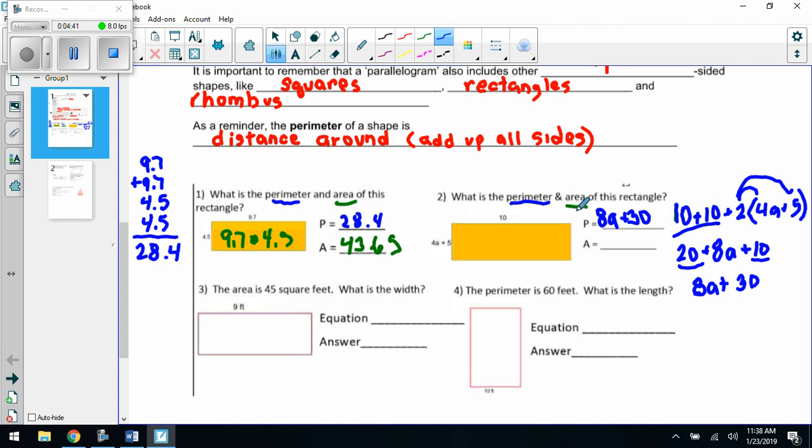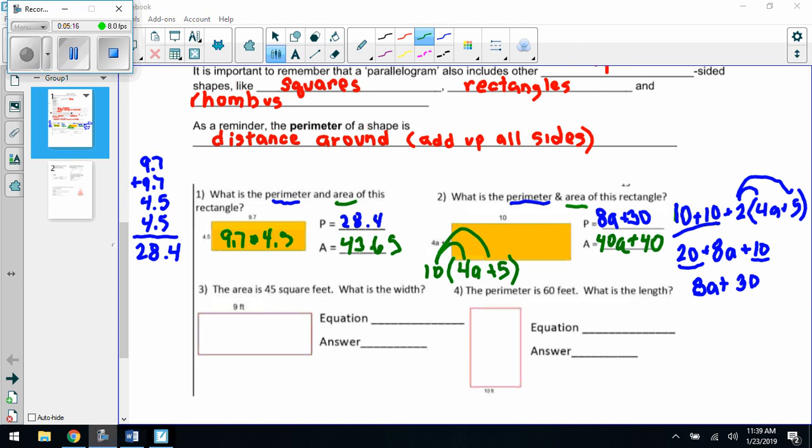Now, to find the area, we need to multiply the base times the height. In this case, it is 10 times our height, which is 4a plus 5. And this is a distributive property problem. So we're going to distribute by multiplying. 10 times 4 becomes 40, and we had an A there, so it's 40A plus 10 times 5 is 40. There are no like terms, so we can leave it as is, and that is our area.